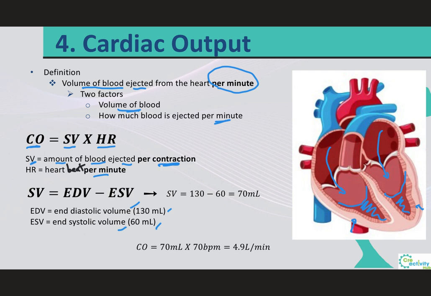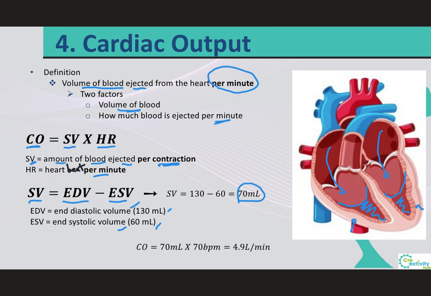Therefore, we can say that the stroke volume is the end diastolic volume minus the end systolic volume, which in this case, on average, is usually 70 mLs. The stroke volume is the volume every time the heart contracts. And this volume, of course, might change from person to person, but on average is about 70 mLs.